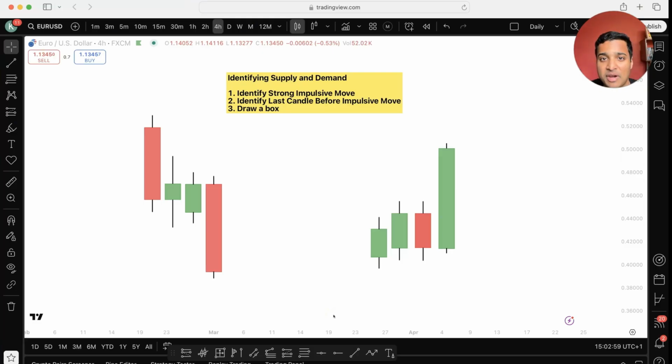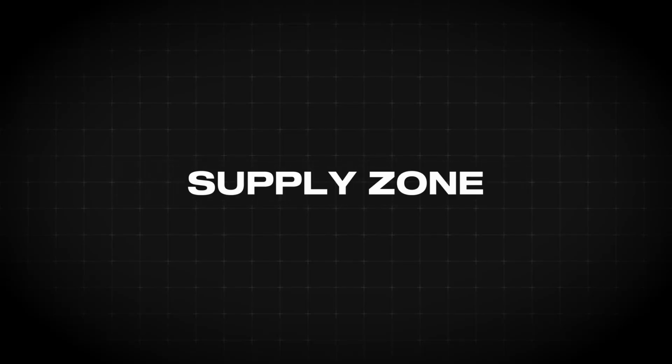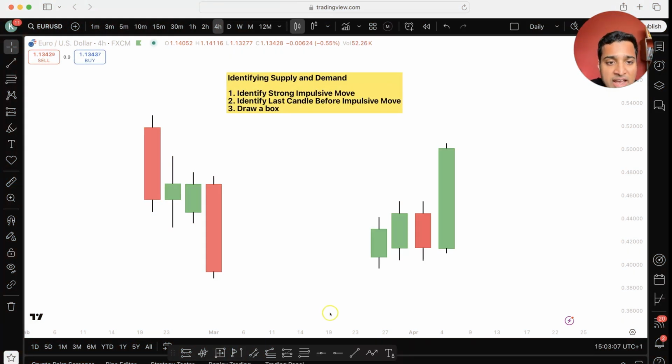Similar principles applied to a downtrend, but instead of a demand zone, you call it a supply zone. And looking at this example, we had this strong impulsive move down shown by this long red candle. But the last candle before this impulsive move was this green candle. So this low momentum, low volume candle. And so this would be the supply zone in this scenario.